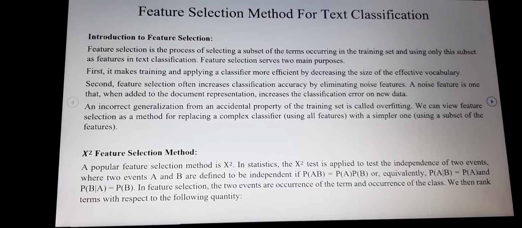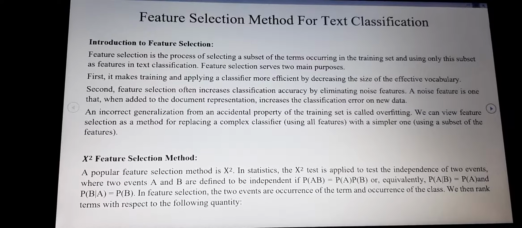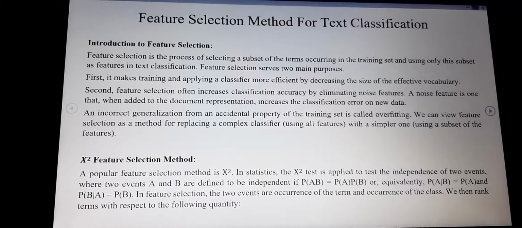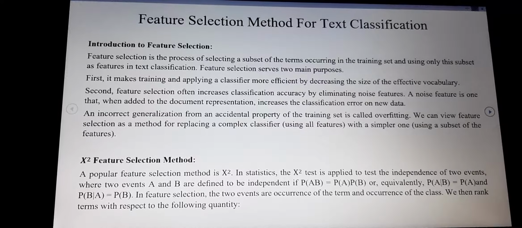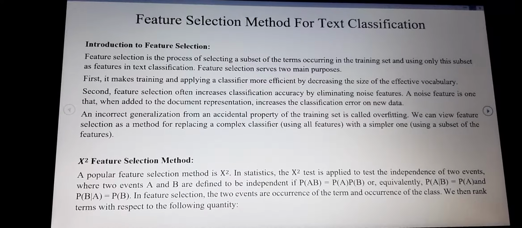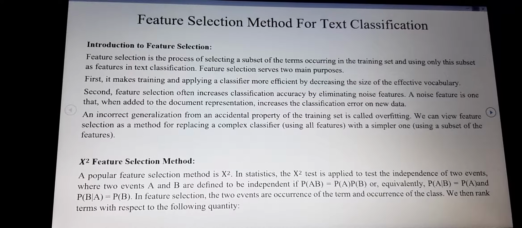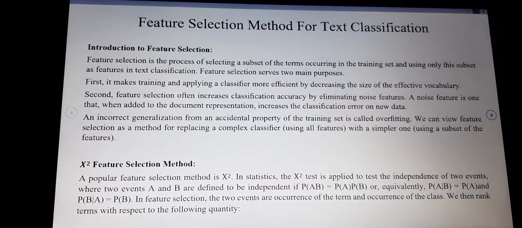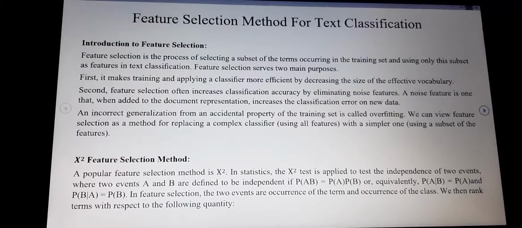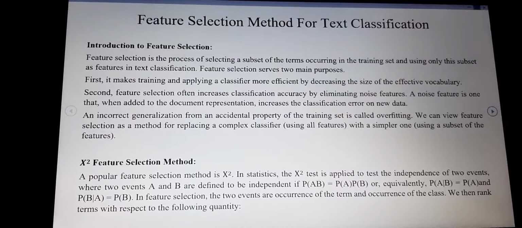In the process of text classification, we have a training set which consists of terms, of which some are useful and some are not. So, picking up the useful terms is done through the feature selection method. Basically, feature selection is the process of selecting a subset of terms occurring in the training set and using only this subset as features in text classification.